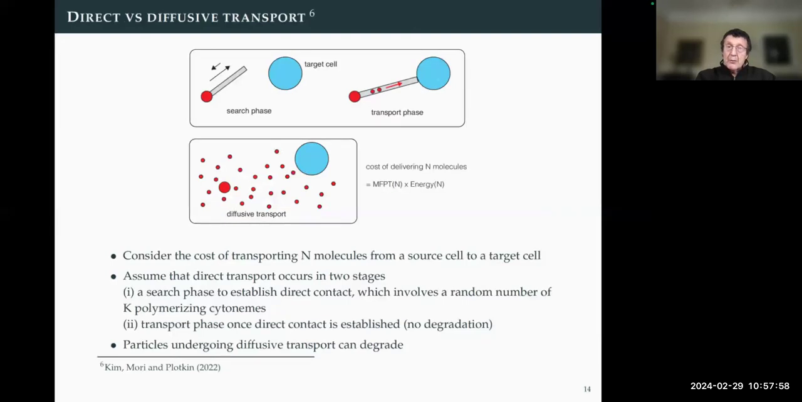Now, one interesting thing: Hyung-Jung Kim was my graduate student who did this work with me. And then he did a postdoc at UPenn, working with Maury and Plotkin. And they did a nice piece of work where they asked a more biological question about, well, what are the advantages and disadvantages from a cost effectiveness perspective of diffusion versus cytoneme-based transport?